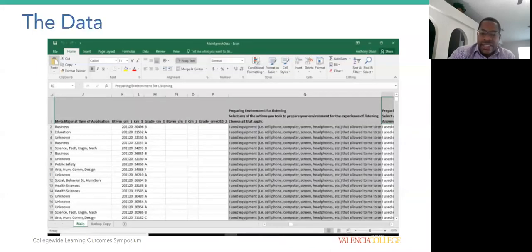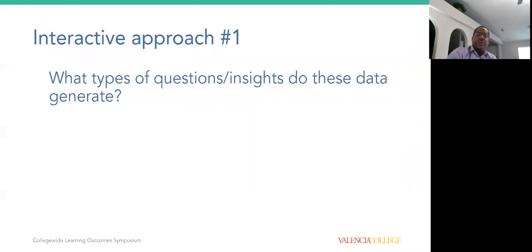All right. This is a little blurry, but this is what the data looked like when I first received it. Just a hodgepodge of items. We have their major, the CRN of the course, the grade they received in the course. And you're seeing a little snippet of their responses to the survey questions, right? So in and of itself, that really doesn't tell us a lot.